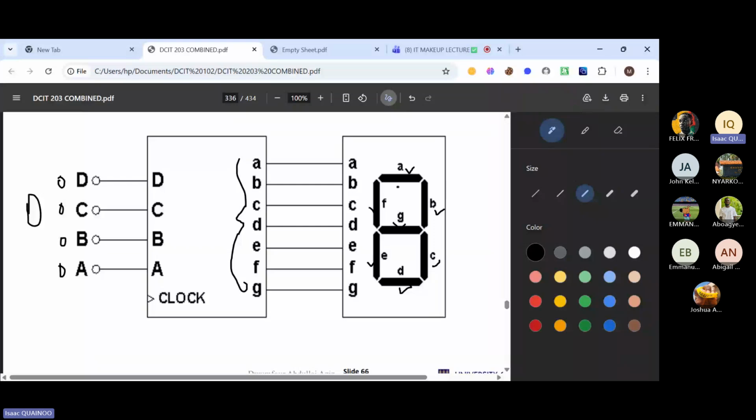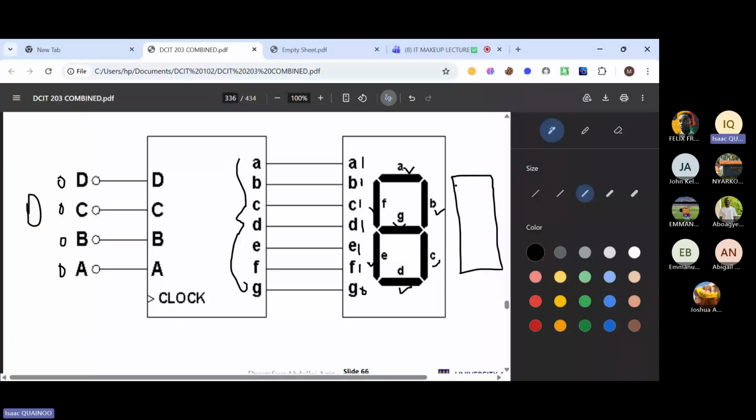Now, if we want to represent 0 here, we know that our A will be high, which is 1. We know that our B will be high, B will be 1. C will be 1. D will be 1. E also will be high, E will be 1. F will be 1. But our G is going to be low because 0 will look like this.